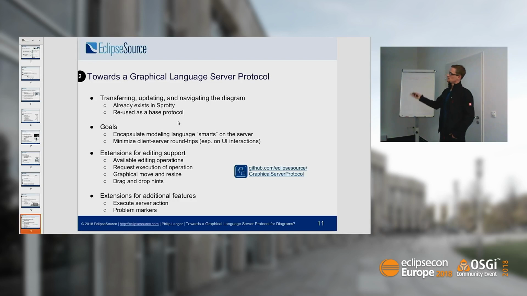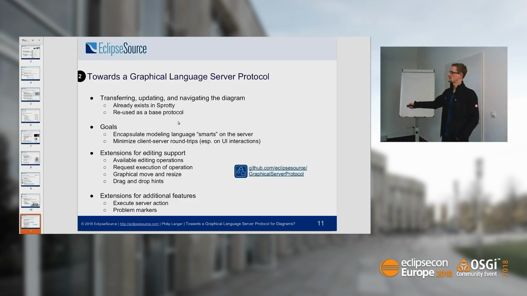Based on those two goals, we've added a couple of extensions for editing support. For instance, first of all, a way for the server to communicate to the client which operations are actually possible in the current situation. For instance, can you create this node, or can you create this connection, and so on. Remember, we wanted to encapsulate the language knowledge on the server as much as possible. Then we, of course, need action messages for the client to communicate to the server to actually run a specific action. And then there are a couple of other things like graphical move and resize, as well as drag and drop hints, which I will explain in a second.